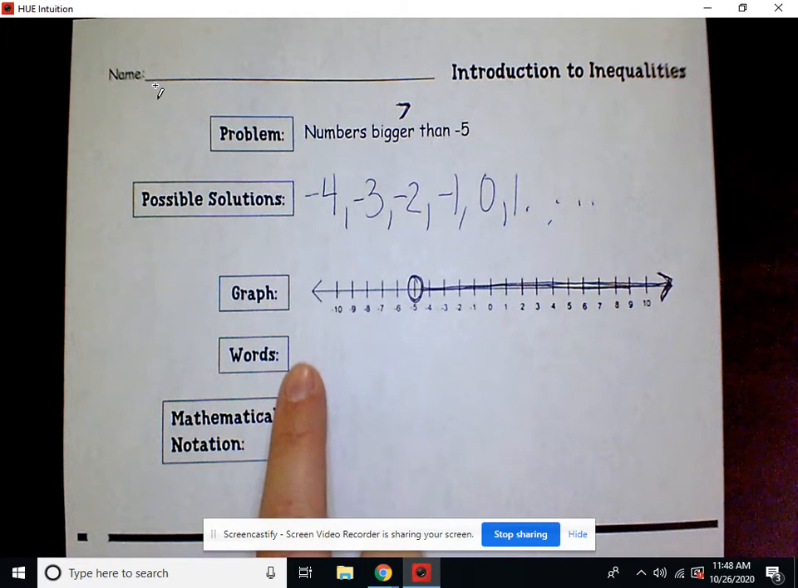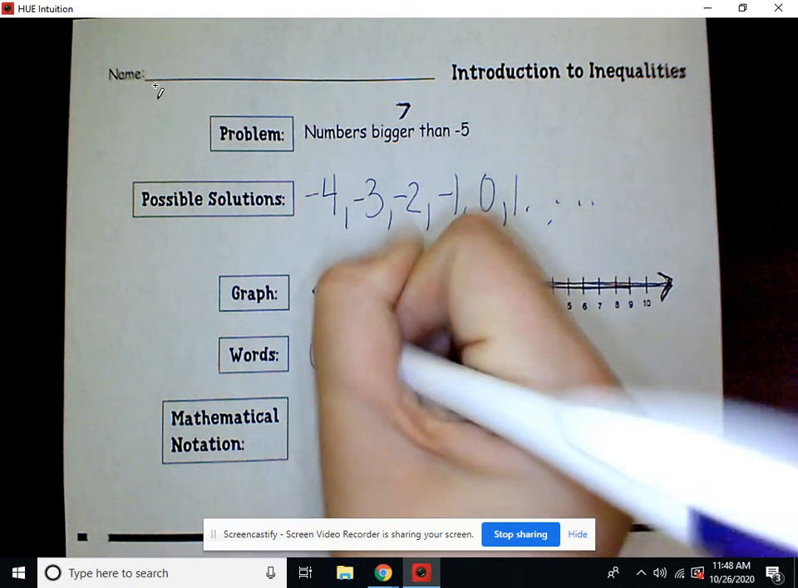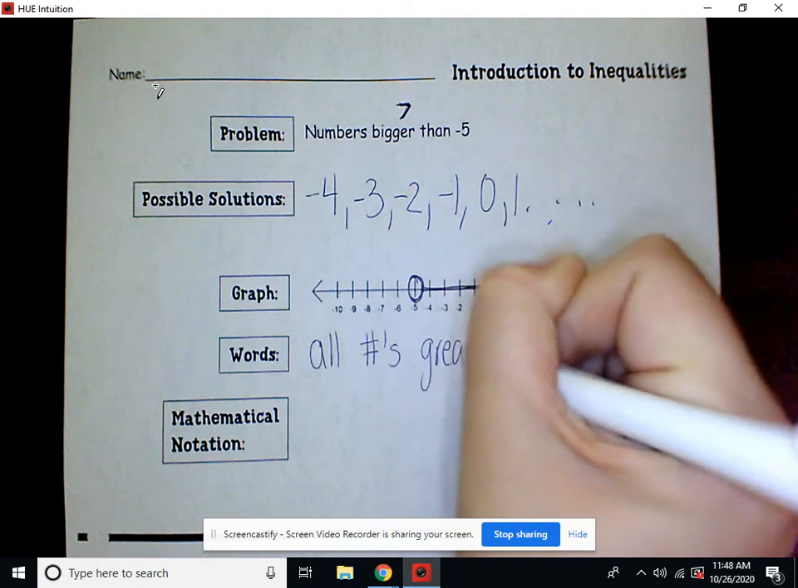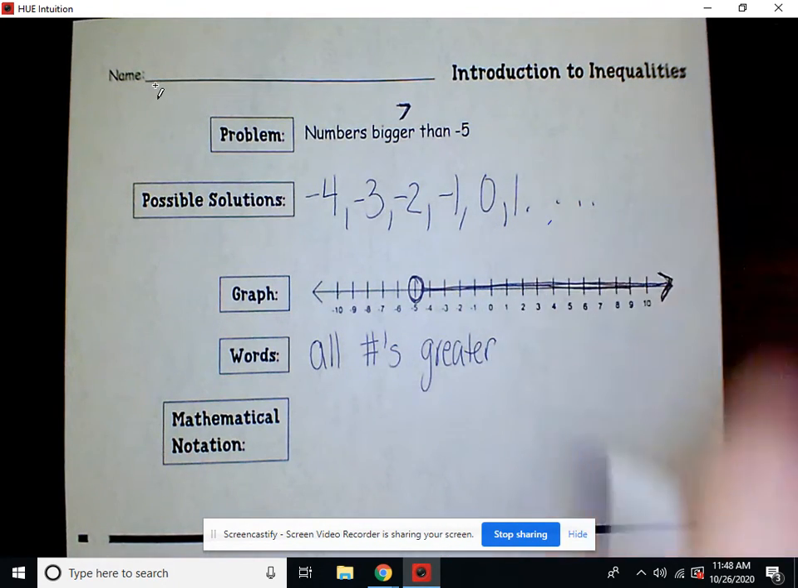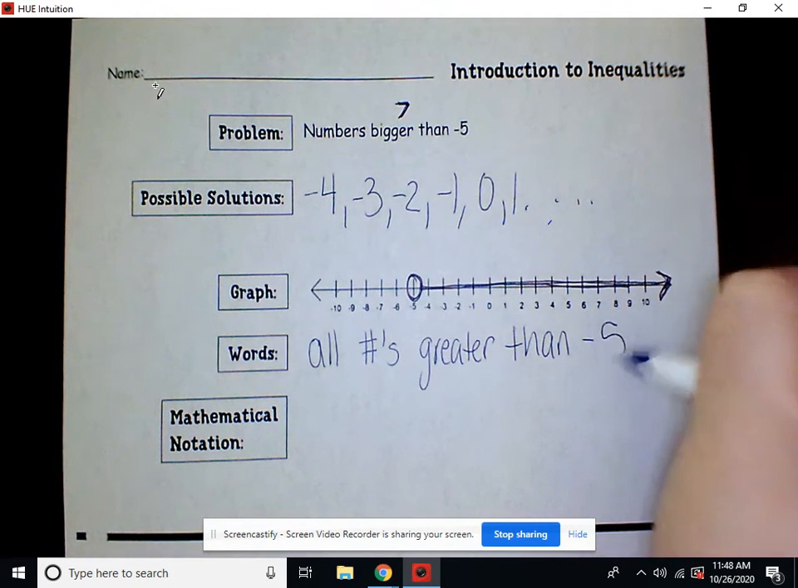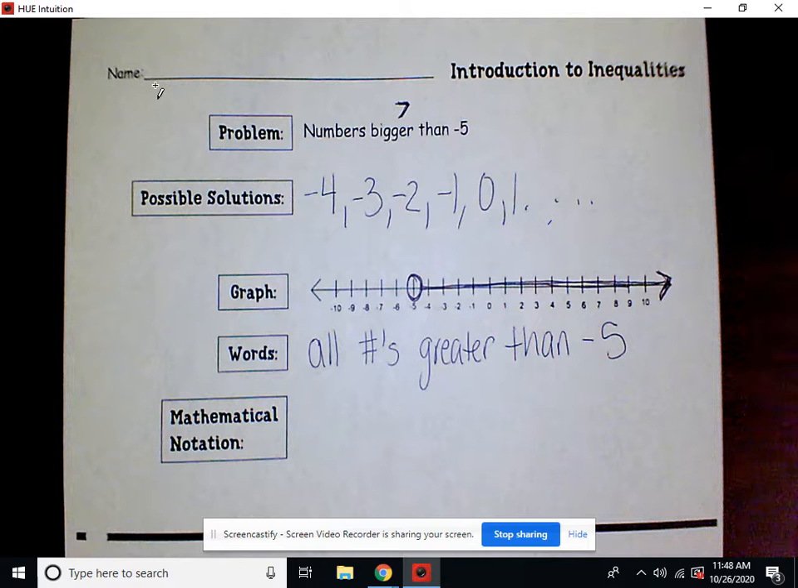So for words, we're going to say all numbers greater than -5. Okay, so we're going to have many, many answers.